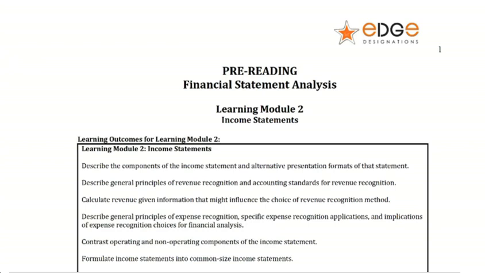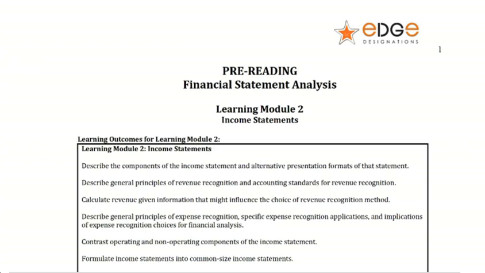We continue onwards with the pre-readings relating to FSA, financial statement analysis, and we now move into the three major bodies of financial information: income statements, balance sheets, and cash flows, and that'll take up learning module 2, 3, and then 4. We start off over here.